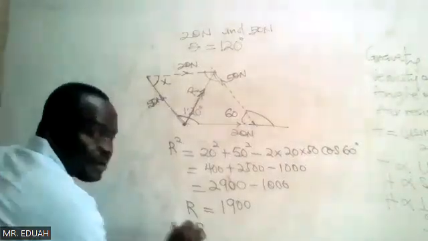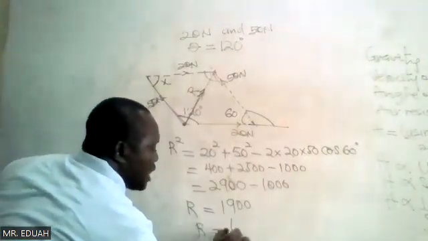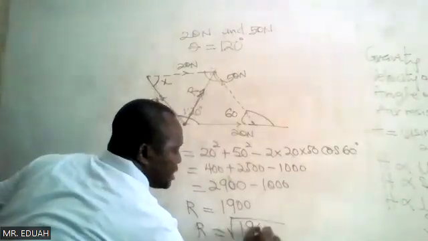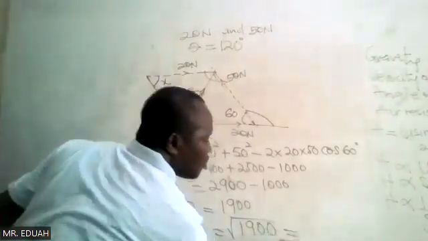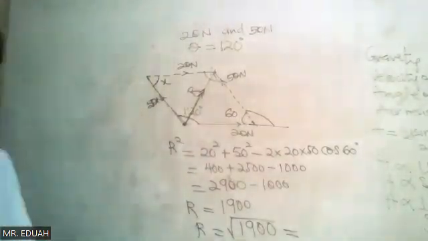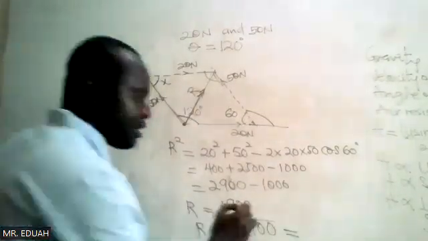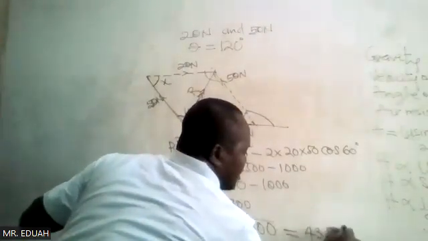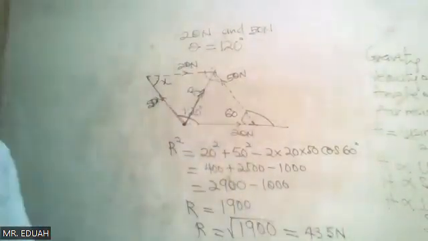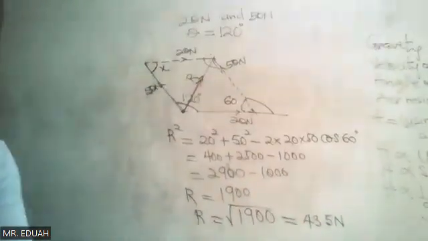Therefore R is equal to the square root of 1,900, which is equal to, yes, what is it? 43.5. 43.5 Newton. That's it. That's the resultant.